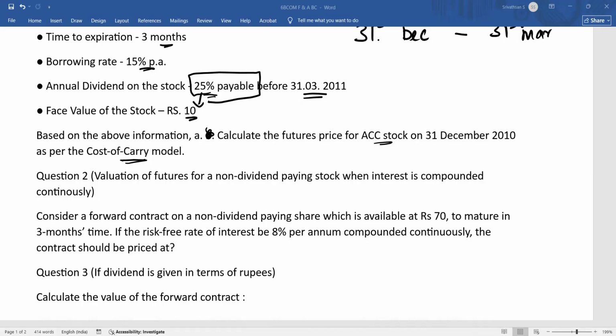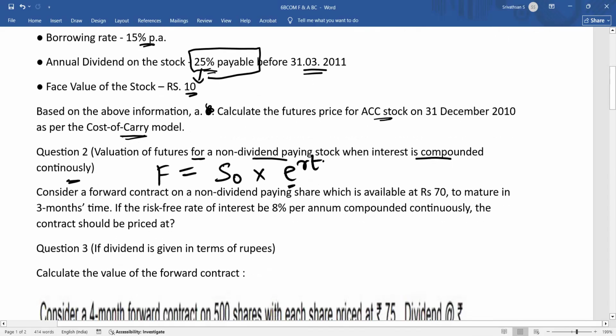Look at the second question. It is again a valuation of futures question for a non-dividend paying stock when interest is compounded continuously. If the interest is compounded continuously, what is the formula for calculating futures price? F is equal to S0 into e power RT. You all remember this? E is nothing but the compounded interest formula. We have to use this e power RT when interest is continuously compounded.